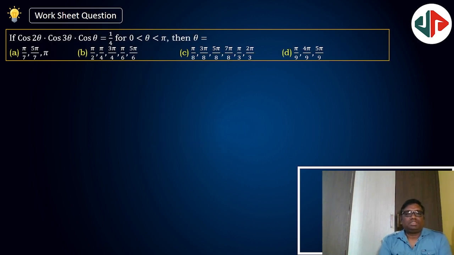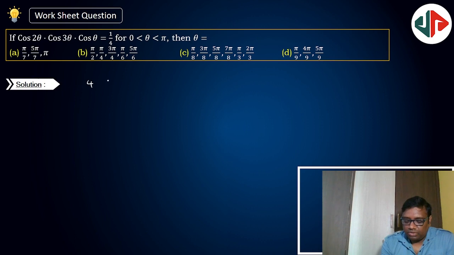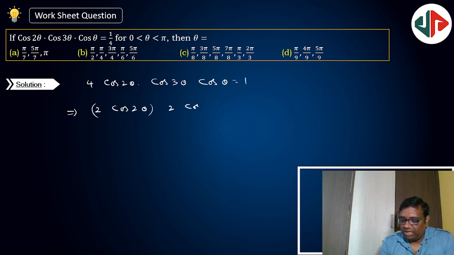Cos theta into cos 2 theta into cos 3 theta is equal to 1 by 4. When theta lies between 0 to pi, what is your theta value? Very simple. This is 4 times cos 2 theta, cos 3 theta, cos theta is equal to 1. Can we rewrite this value as 2 times cos 2 theta, 2 times cos 3 theta into cos theta is equal to 1.